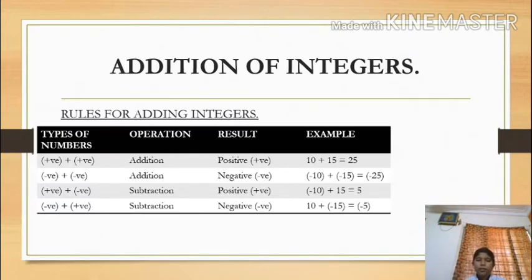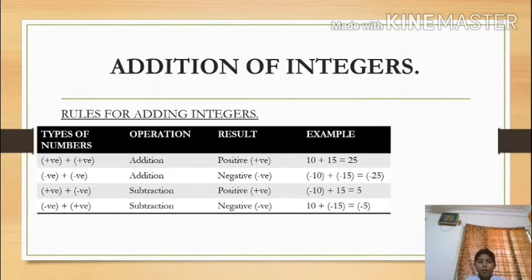If we add both positive numbers, that is a positive number added to a positive number, the operation is addition and the result will be a positive number. For example, positive 10 added to positive 15, the result is positive 25. If we add both negative numbers, that is a negative number added to a negative number, the operation is addition and the result will be a negative number. For example, negative 10 plus negative 15, the result is negative 25.